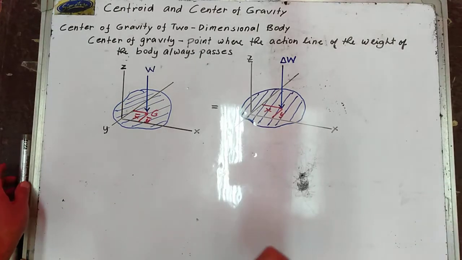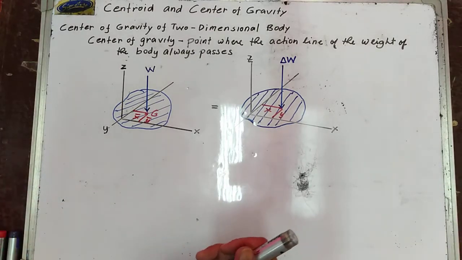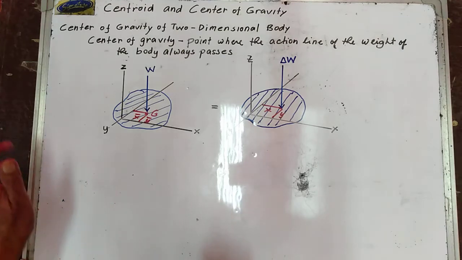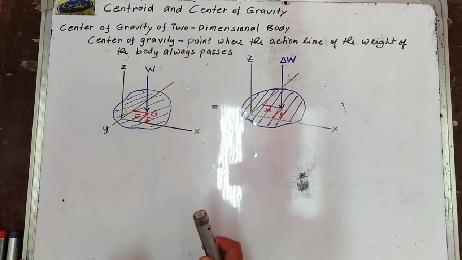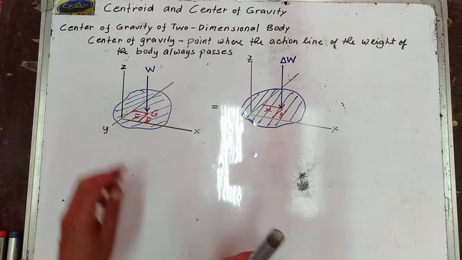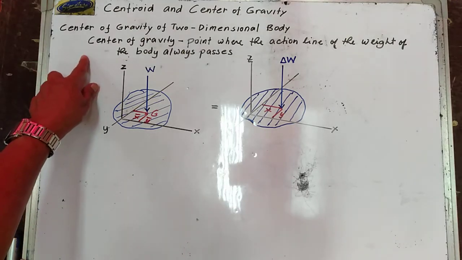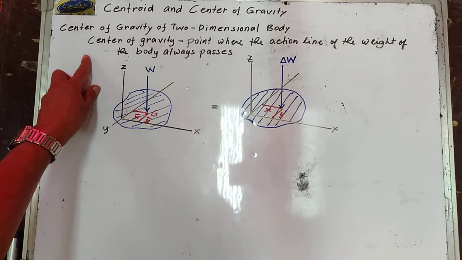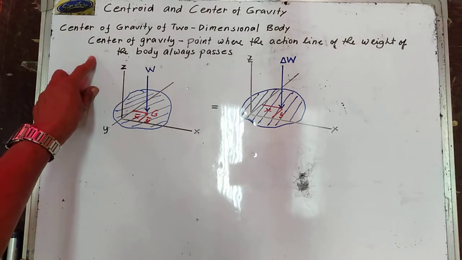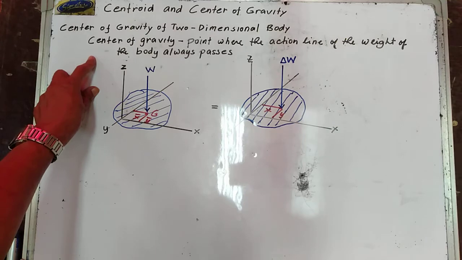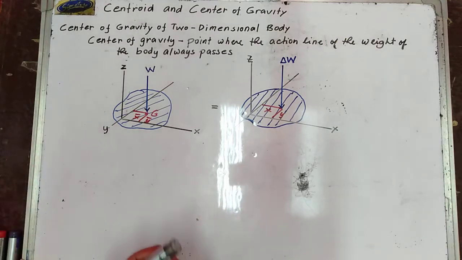Let us now proceed to centroid and center of gravity. So first, let's try to get the center of gravity of a two-dimensional body. What is center of gravity? Center of gravity is a point where the action line of the weight of the body always passes.